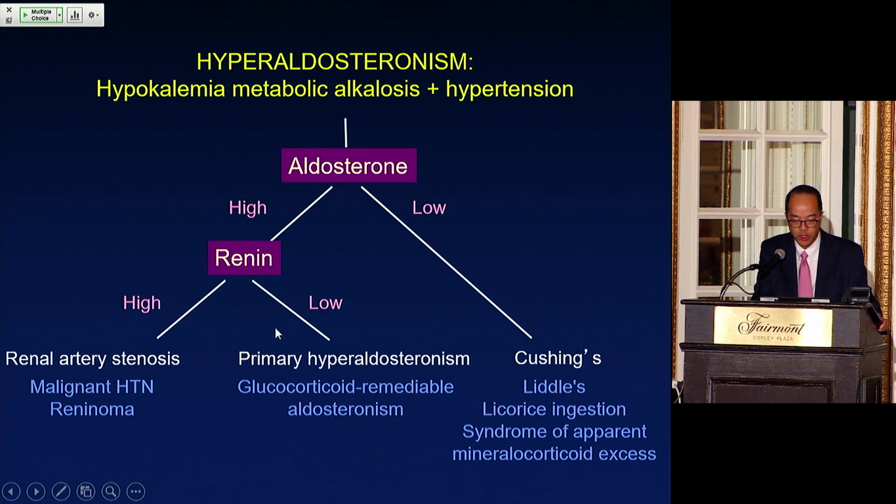So here are the more small print things that fall into this category. There's an inherited disorder called glucocorticoid remediable aldosteronism that mimics primary hyperaldo.